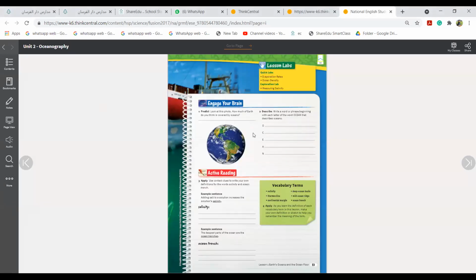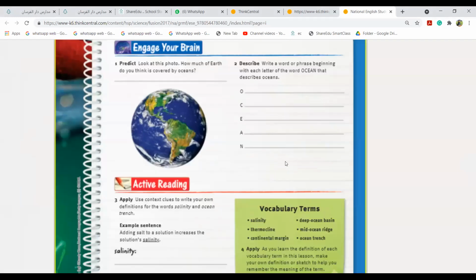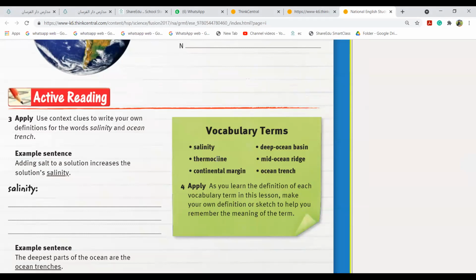So, grade 7 girls, let us continue with Earth's ocean and ocean floor and quickly review the vocabulary terms: salinity, thermocline, continental margin. Yesterday, I drew the margin and showed you that the border of the continent that touches the ocean, that exact point, is called the continental margin. Then once the continental margin is finished, where the land and the ocean meet, after that comes the deep ocean basin.